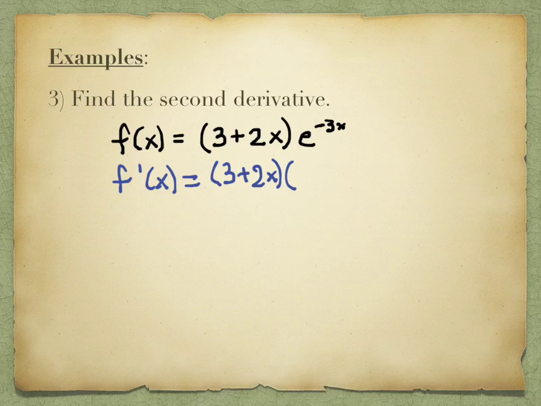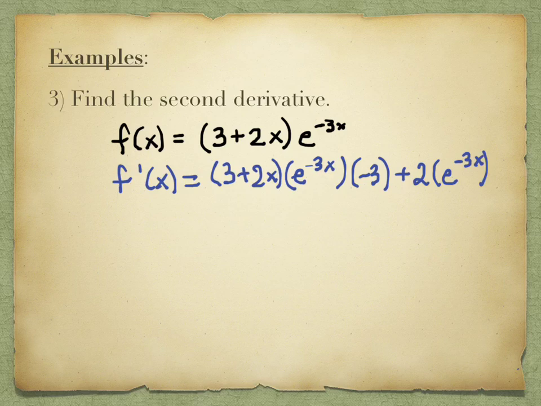So what's the derivative of e to the negative 3x? Oh, good job, guys. Times negative 3. In fact, I'm going to write it like this. Okay. Now, it's a product, not a quotient, so I'm going to do addition. Now what? 2 times e to the negative 3x. Okay, so where did the 2 come from? From 3 plus 2x. Right. Okay, so the derivative of the first part, right? So it doesn't look too bad, right?